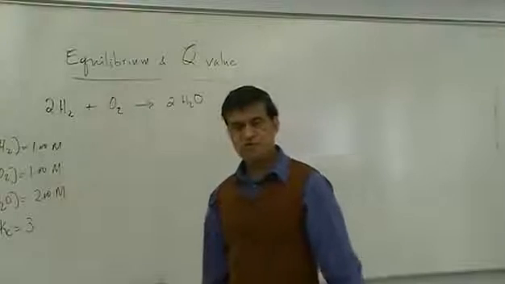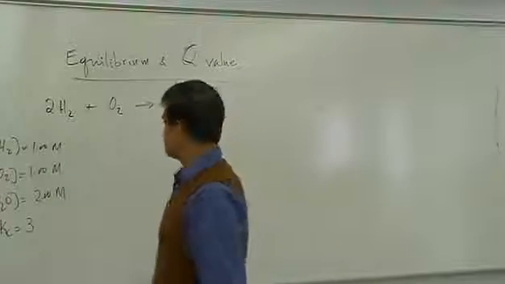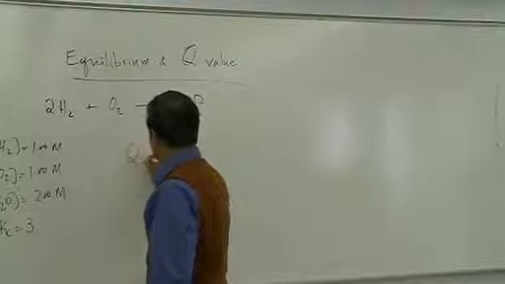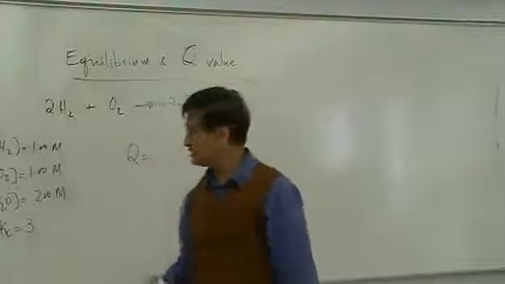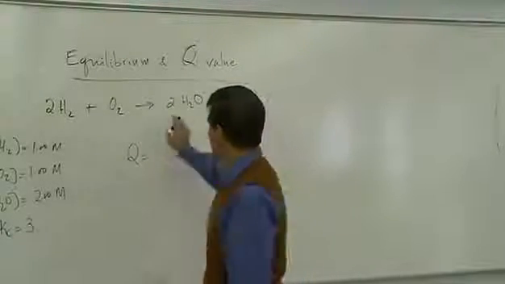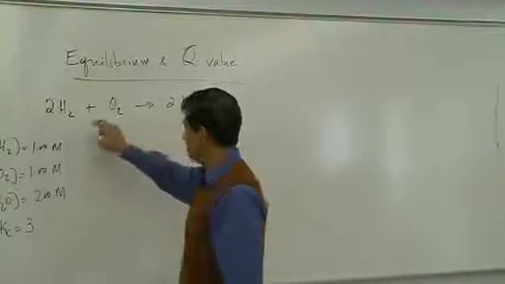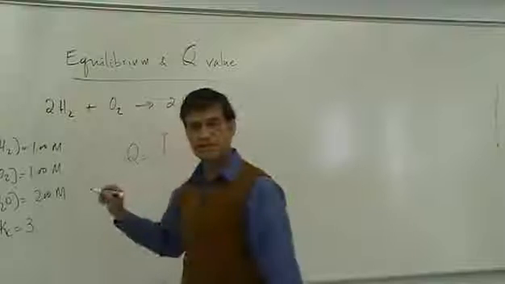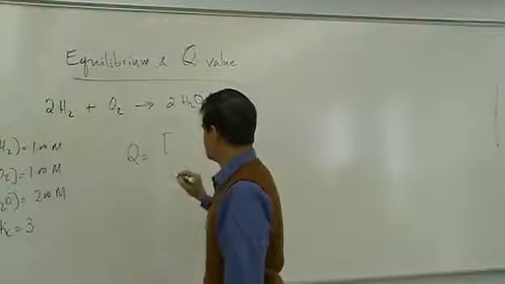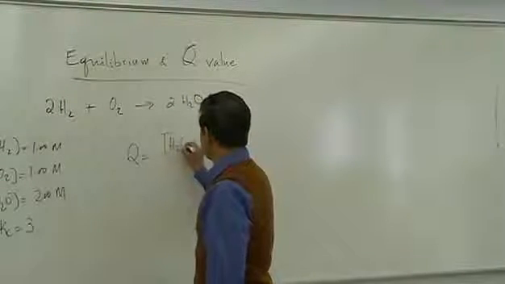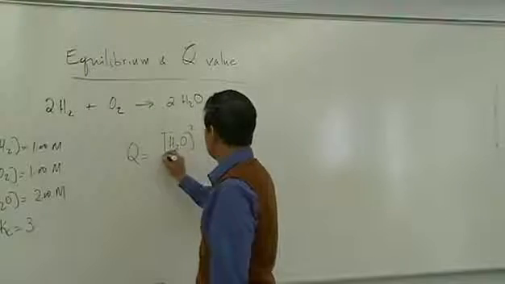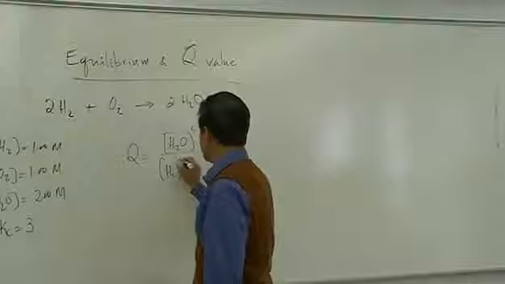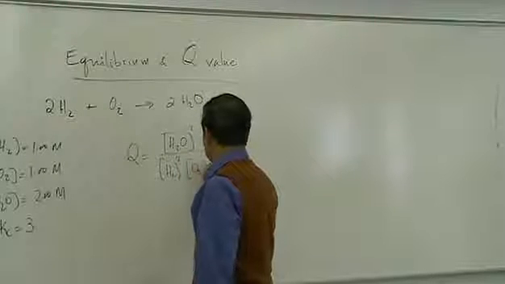In order to know whether it's in equilibrium or not, first we need to set up an expression for Q value. So Q would be defined exactly like the equilibrium constant. Product concentrations on the top, reactant concentrations on the bottom, raised to the power of the coefficients of the balanced reaction. So in this case it's going to be H2O raised to the power 2, over hydrogen raised to the power 2, oxygen raised to the power 1.